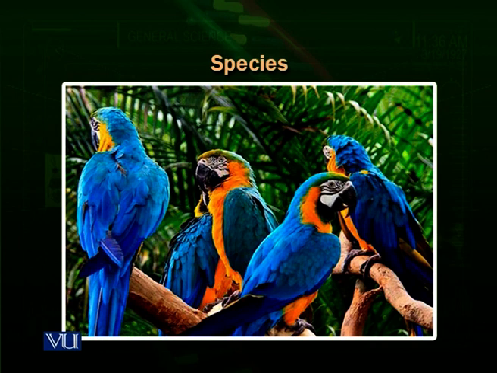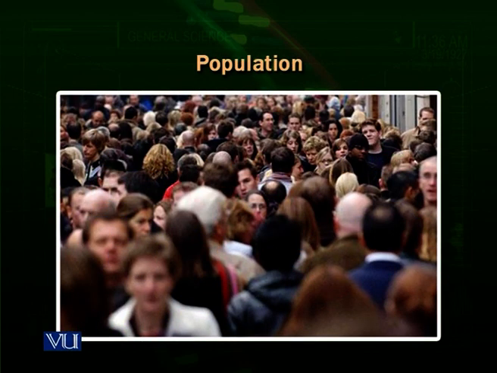Parrots are of the same species. Human beings are also of the same species. But these parrots are living in different areas, maybe in one area of Australia or maybe in another area of Australia. But all of these belong to the same species. Next comes population, the human population. For example, the population of Lahore. All the people who are living in Lahore is the human population of Lahore.